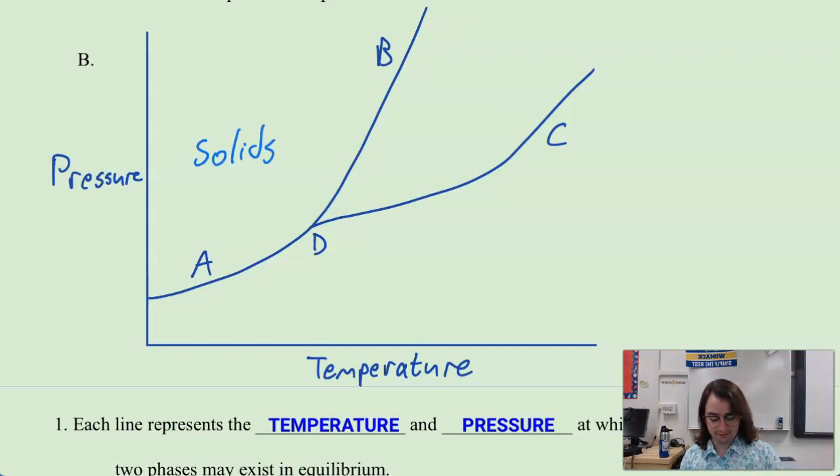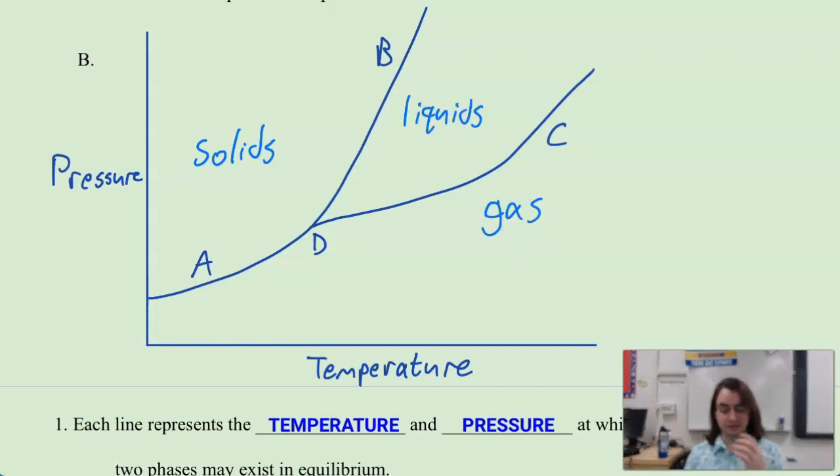And then if we have something that's at a kind of middling temperature and middling pressure, all of these things in this region are all liquids. So anything between B and C. And then anything that's at a high temperature and a really low pressure, all of those things are going to be considered gases. So it's kind of split up into regions, like I said before.